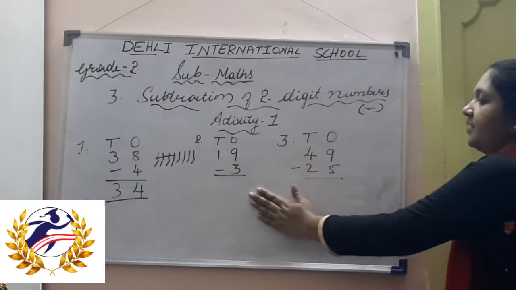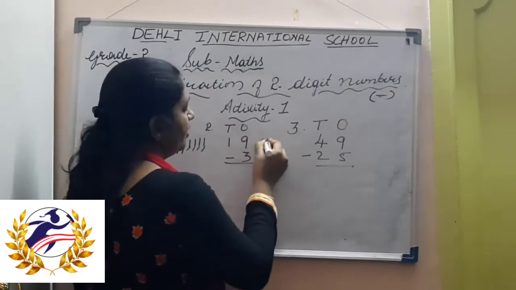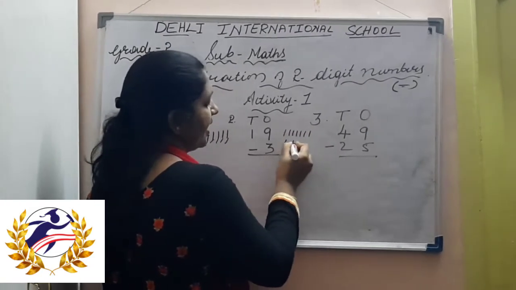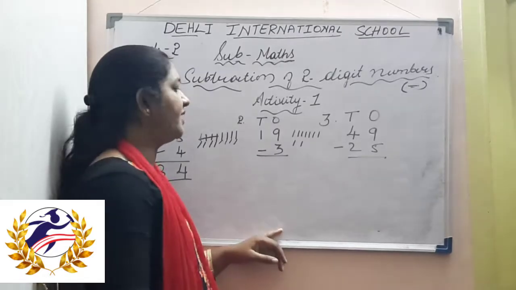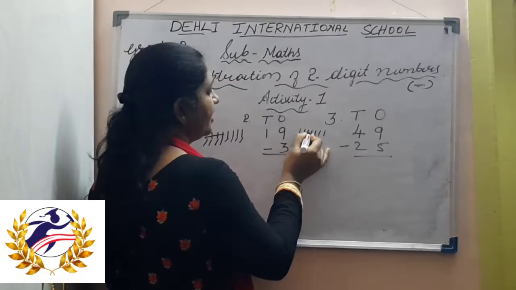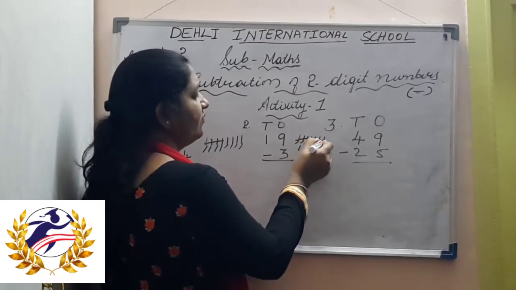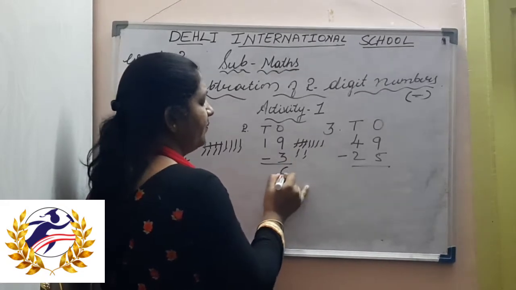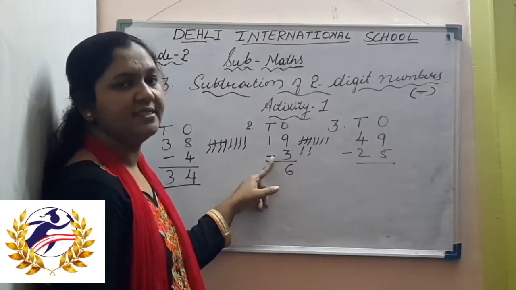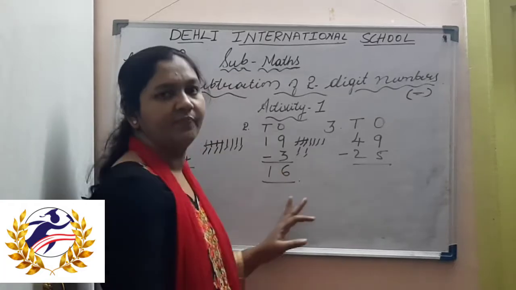Next, move to another sum. Here the given number is 9. 1, 2, 3, 4, 5, 6, 7, 8, 9. How much do we have to take away from that? We have to take away 3 from 9. 1, 2, 3. The remaining is 1, 2, 3, 4, 5, 6. Now here there is nothing to subtract, so we assume that here it is 0. So we have to write 1. The answer is 16. Okay, children.